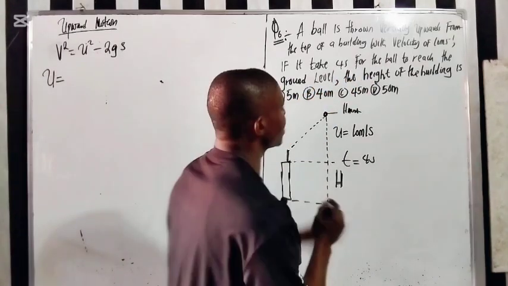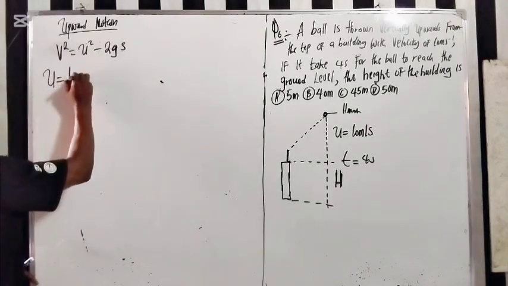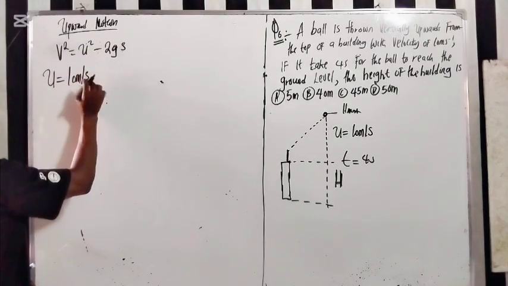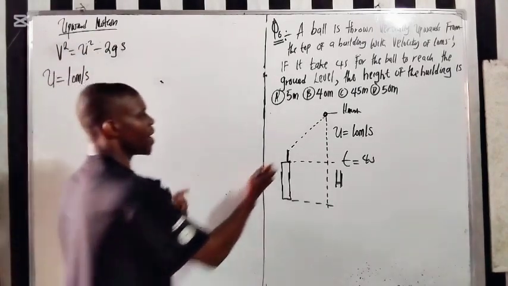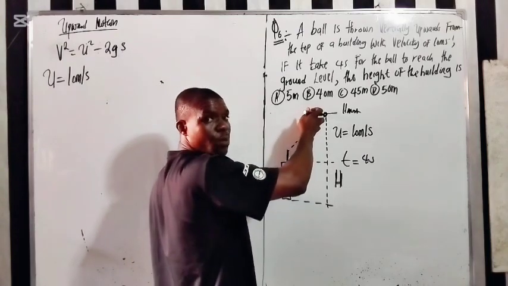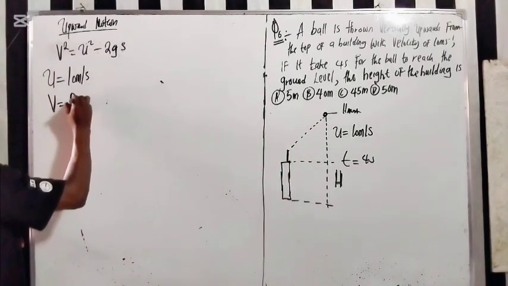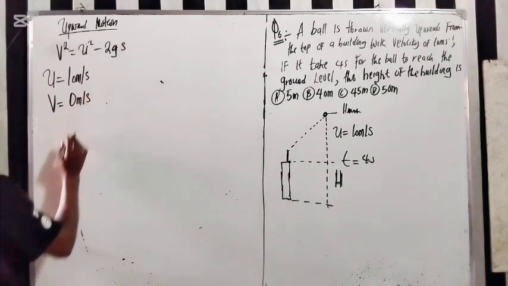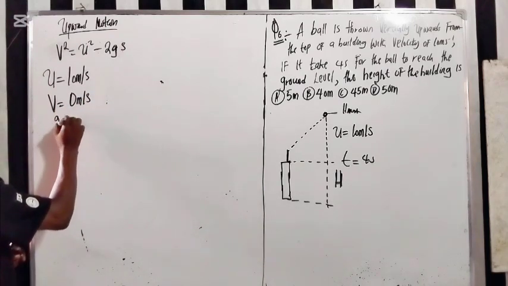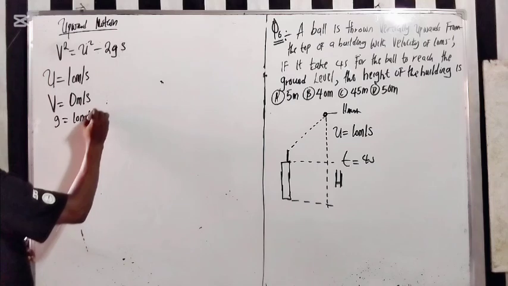My u is what? It is 10 meters per second, right? My final velocity, when you get to the maximum height, it's going to stop. So my final velocity v is what? 0 meters per second. Do you understand? Remember, g is what? 10 meters per second squared.